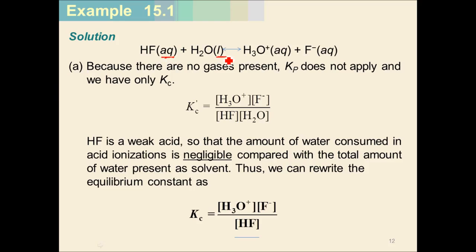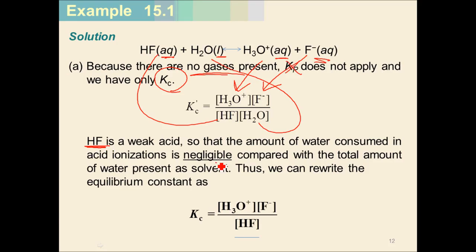On slide 12 then, our solution for part A. Again, here was our reaction, and we did not have all gases. Because there are no gases, you can't do Kp, so you can only calculate Kc. And so remember, it's the concentration of the products raised to the power of their coefficients over the concentration of the reactants raised to the power of their coefficients. Now, HF is a weak acid, so the amount of water consumed is negligible compared with the total amount of water present. So again, we can rewrite the equilibrium constant and make our lives easier to solve by dropping out the water expression in the denominator.